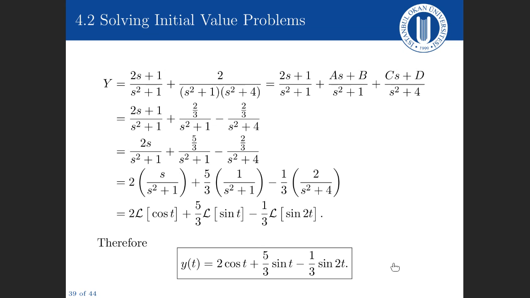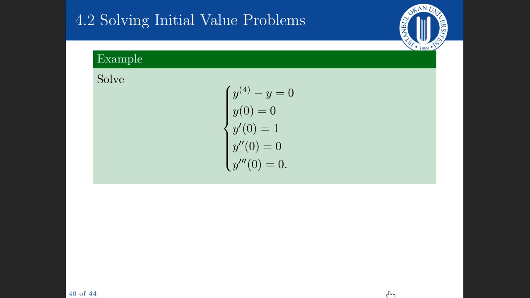As soon as we know this, we can write down small y. Small y is the inverse Laplace transform of capital Y. So small y must be 2 cos t plus 5 over 3 sine t minus 1/3 sine 2t. Next example. Solve the fourth derivative of y minus y is equal to 0 with these initial conditions: 0, 1, 0, 0.